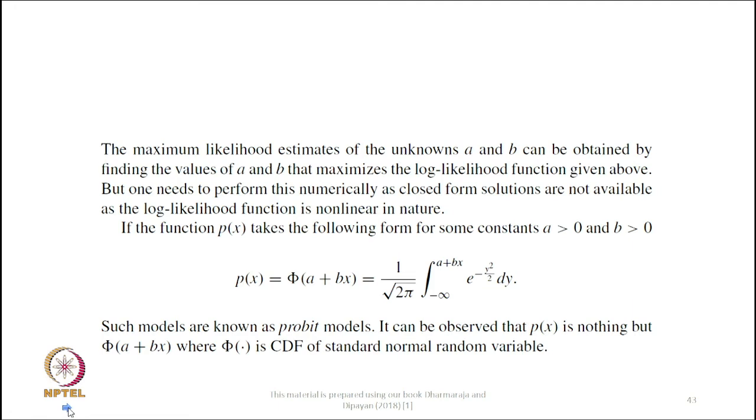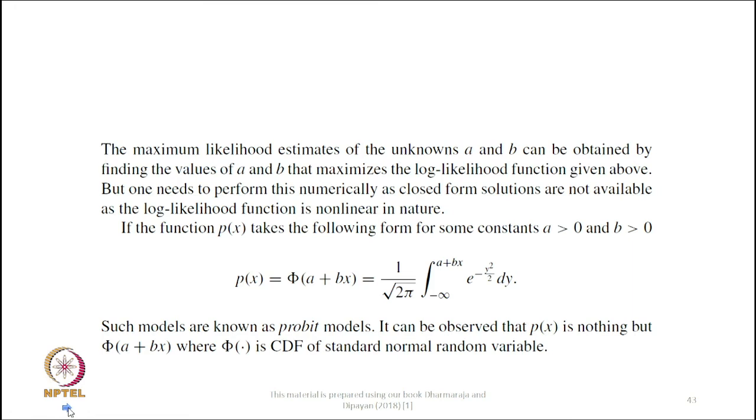And if the function p of x takes the following form for constants A and B, then you can write it in terms of the CDF of a standard normal distributed random variable. You can write p of x in the form of the CDF of a standard normal random variable. Such a model is called a probit model. And here p of x is nothing but psi of a plus b x, where psi is the CDF of the standard normal distribution.